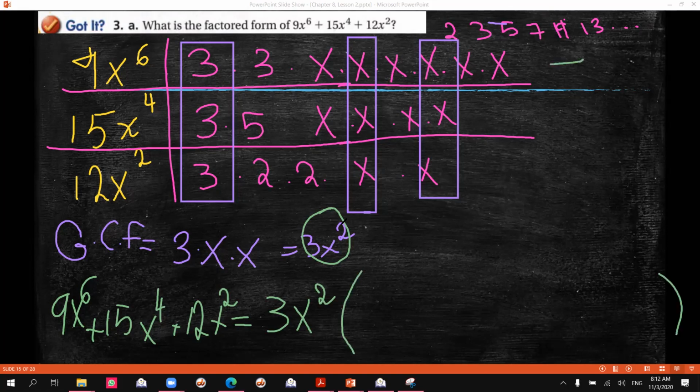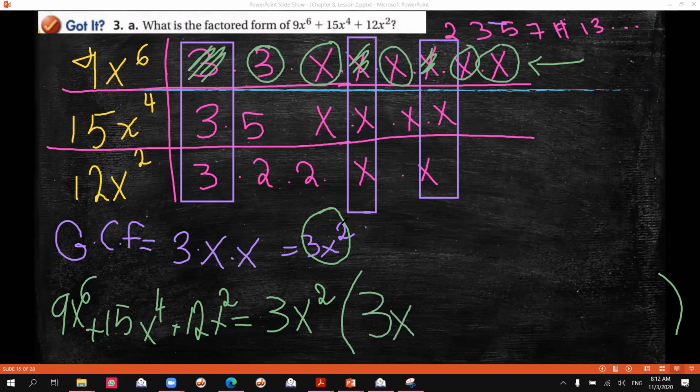I will go now to the first term. If we remove the GCF, which is inside the rectangle, this 3 and this x and this x, what variables and numbers will be left? For the 3, 3x, and the rest. So left we have 3x raised to the power 4. Look at the second one now. We said here that the sign is plus, so I will write plus. Then, if we remove 3, x and x, what is left? 5x squared.